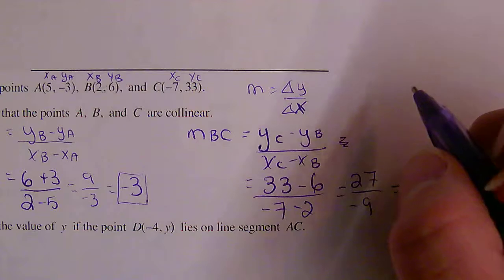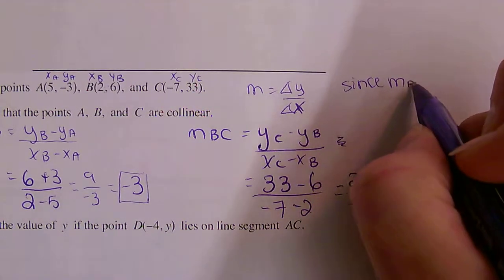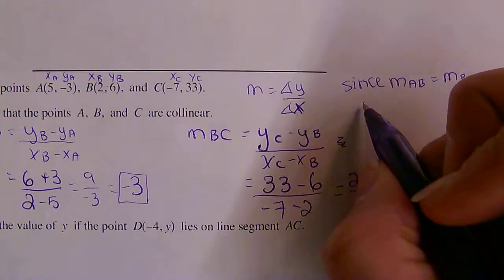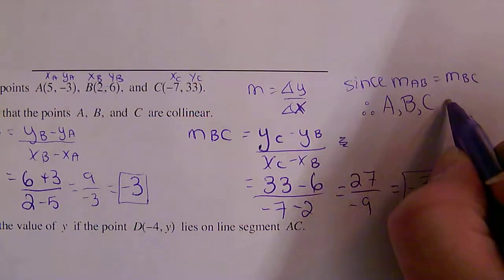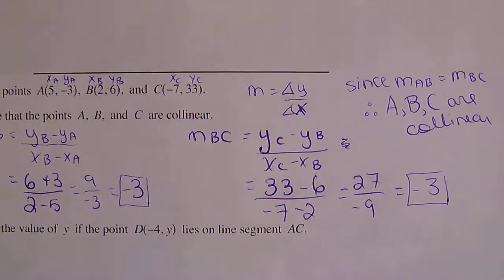Okay, so then we would just say, since the slope of AB is equal to the slope of BC, then the points A, B, and C are collinear.